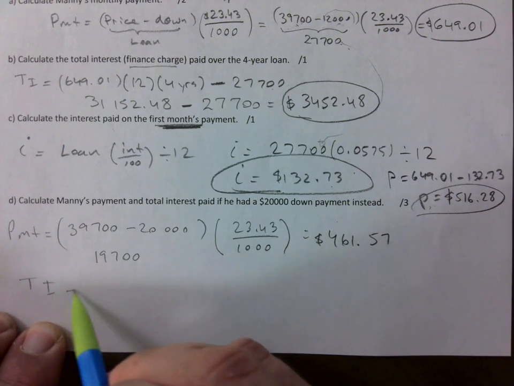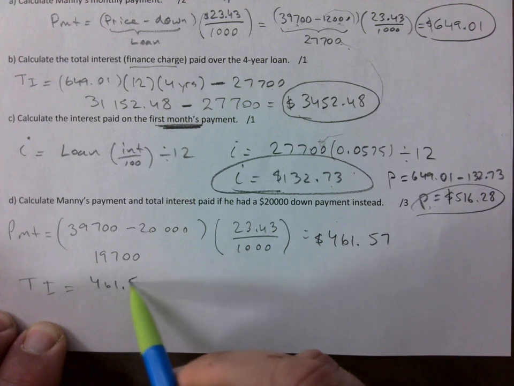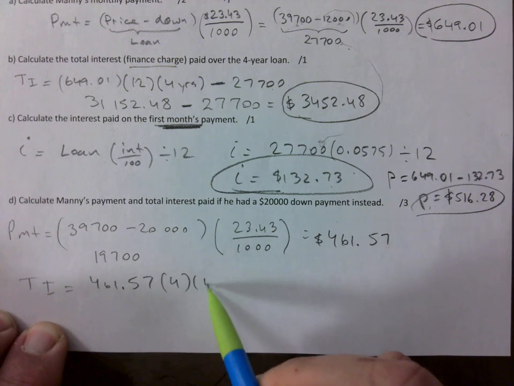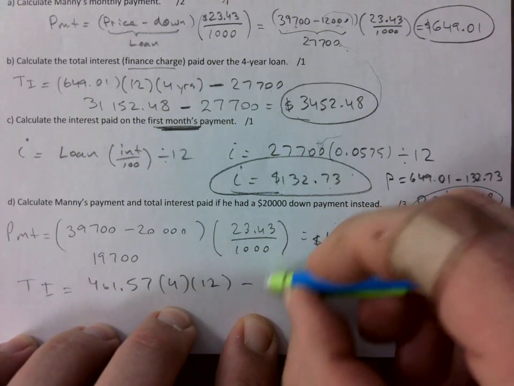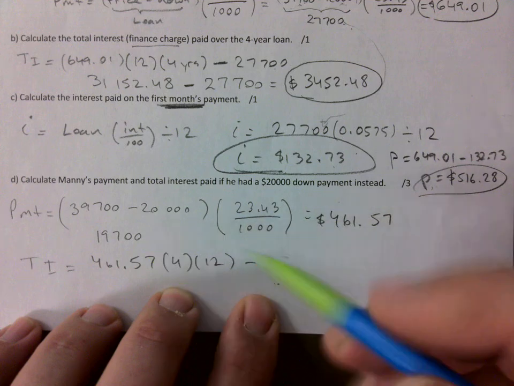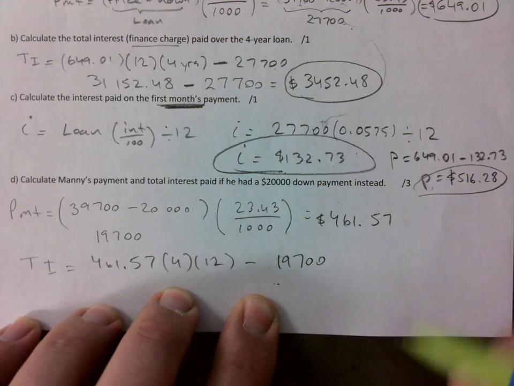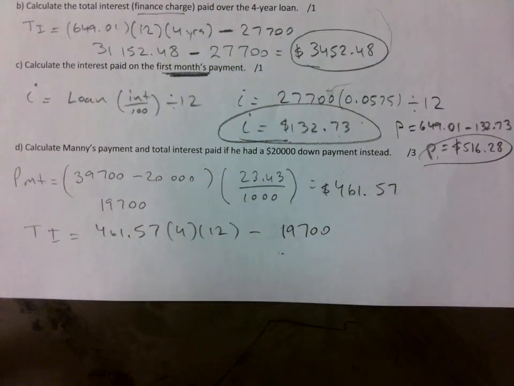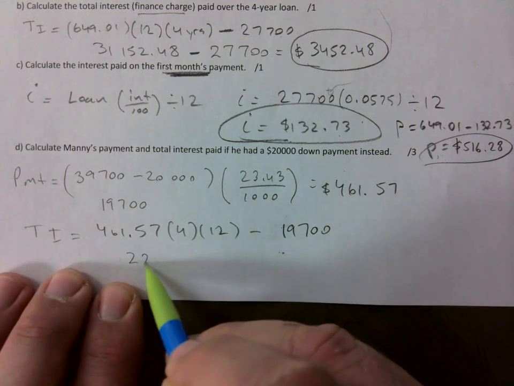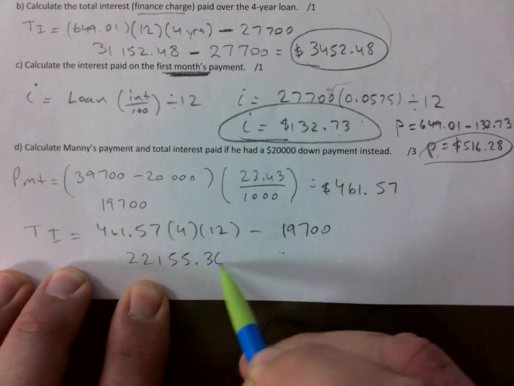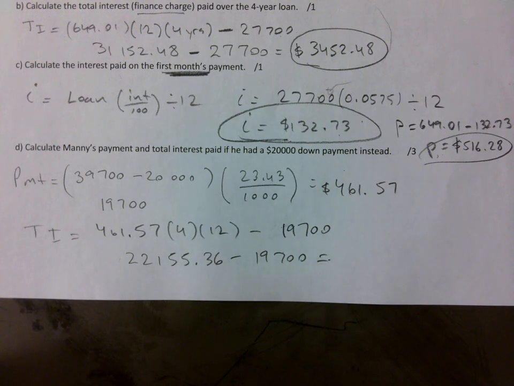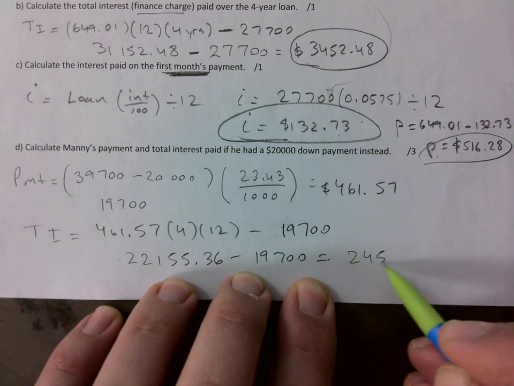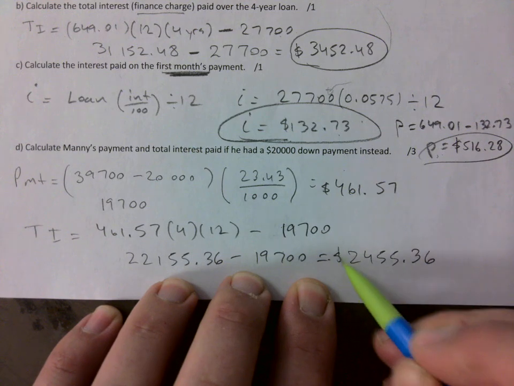So TI, we're gonna go 461.57 times 4 times 12 minus 20. Oh no, not 27,700, right? It's actually 19,700 in this case. So 461.57 times 48. That's 22,155.36 minus 19,700. 2,455.36.